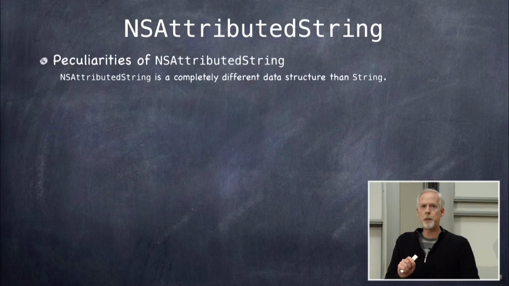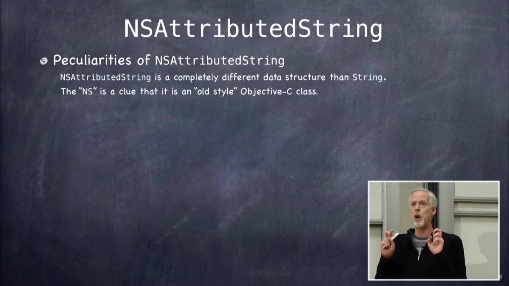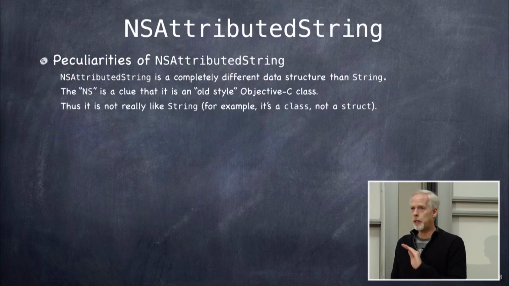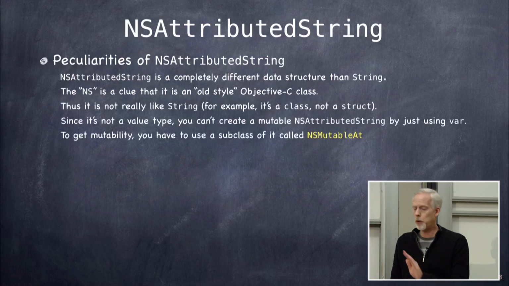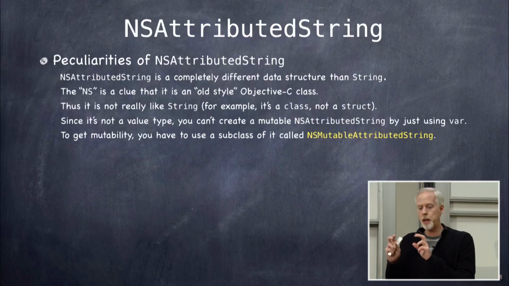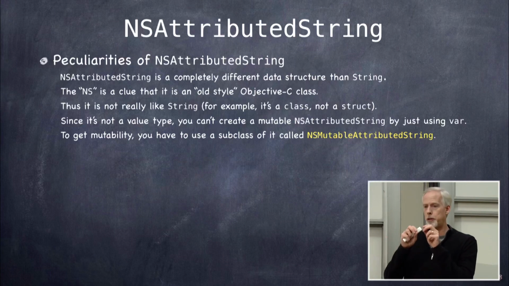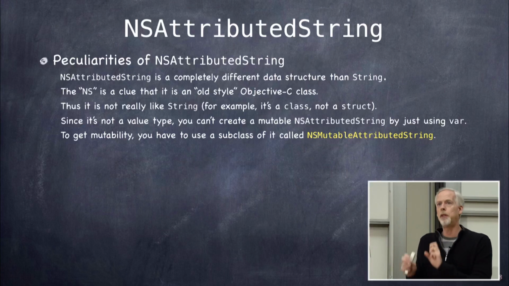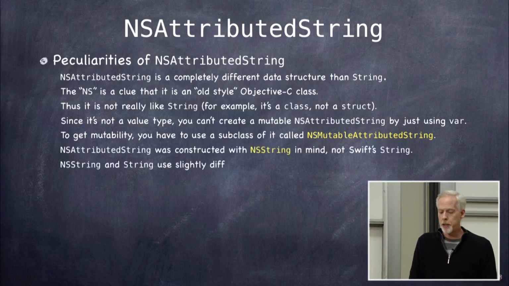I just briefly want to talk about the peculiarities of NSAttributedString since there's an NS. You see that NS at the beginning, and this is kind of an older API. It's not a string, okay? It's a totally different thing. NSAttributedString is a class. It's completely different than string and works completely differently. Because it's a class, not a struct, you can't make a mutable one by just using var. You have to actually use a different class, NSMutableAttributedString. If you wanted to set the dictionaries on certain characters individually, you would need to use a mutable attributed string, a completely different class there.